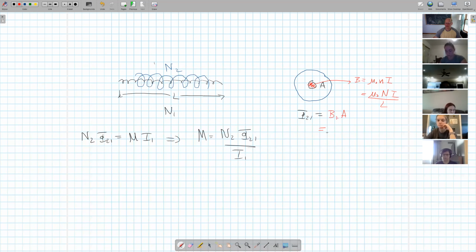Now this B is going to be equal to mu naught times the number of coils in the small one, because that's 1, times the current of the first one divided by simply its length. Now let's put that in here. So this is now going to be equal to N2 times mu naught times N1 times the current I1 divided by L times I1, or the two I's are the same. So this now becomes simply mu naught N1 N2 divided by the length. So this is then the mutual inductance for this particular situation.